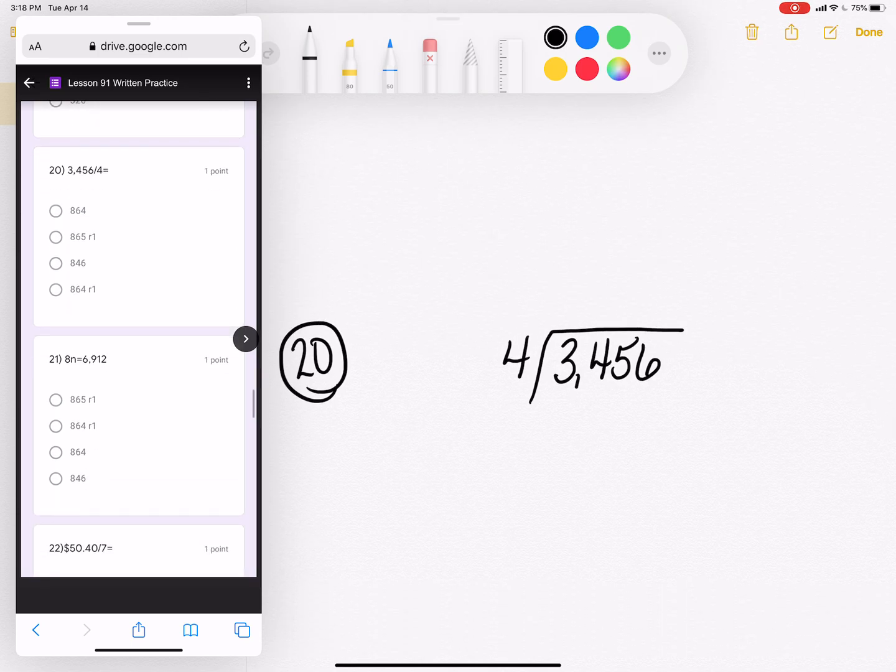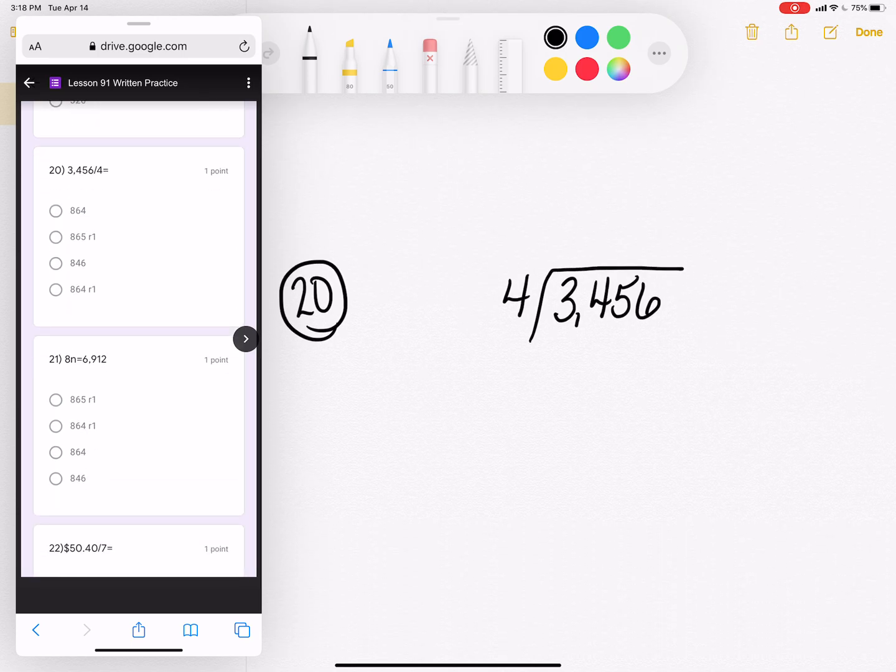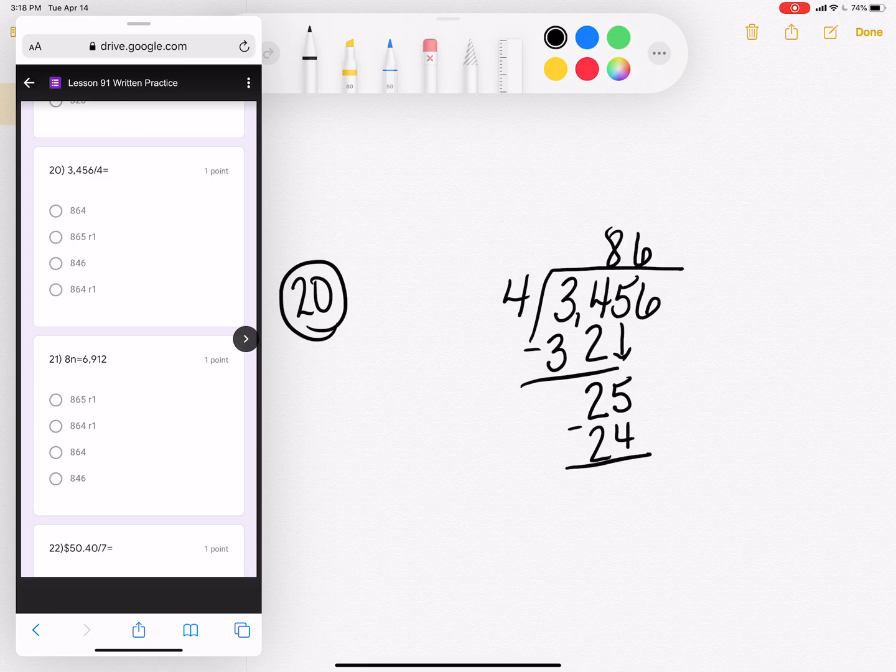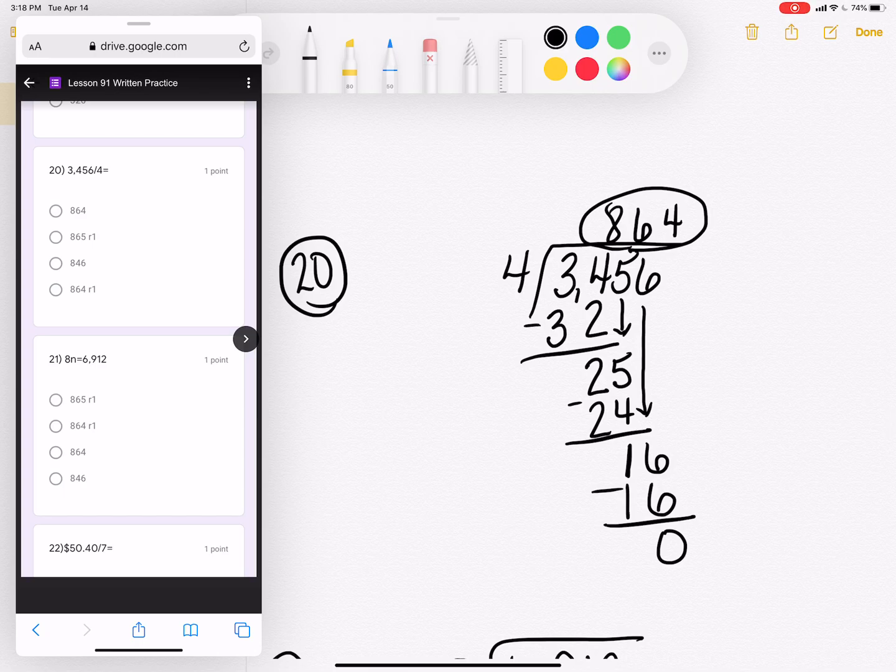Number 20, 3,456 divided by 4. I know that 8 times 4 is 32. 4 minus 2 is 2. Bring down your 5. Now I have 25. 6 times 4 is 24, as close as you can get. 5 minus 4 is 1. Bring down your 6. 4 times 4 is exactly 16. Subtract, and you have no remainder. Your answer is 864. 864 on number 20.